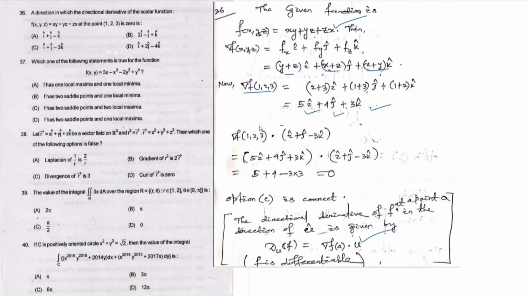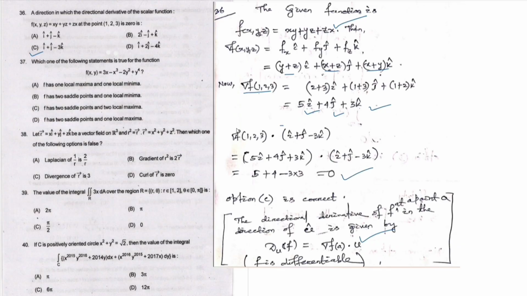So for that we have to take the dot product of the gradient vector and the vectors given in options A, B, C and D. You can see here, if we take the dot product of the gradient vector evaluated at (1, 2, 3) and the vector given in option C, that is i cap plus j cap minus 3 k cap, we get 0.